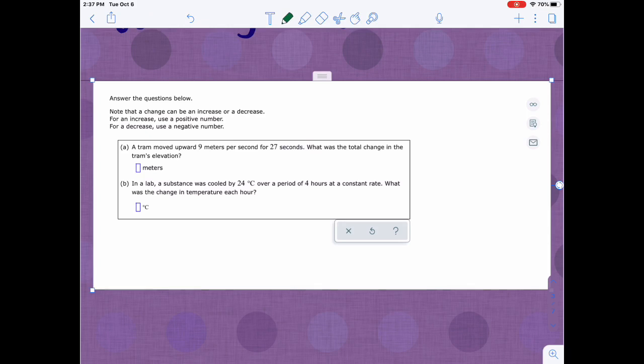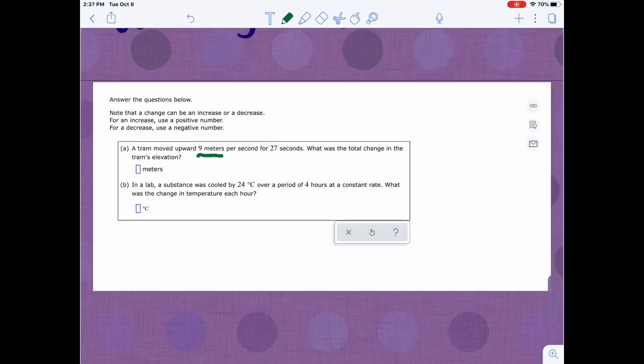Note that a change can be an increase or a decrease. For an increase, use a positive number, and for a decrease, use a negative number. A tram moved upward 9 meters per second for 27 seconds. What was the total change in the tram's elevation? Well, we're going to go 9 meters for every second, and we're going to do 27, so we need to multiply 9 times 27. Let me just double check that math. And then it went upward, so let's call that positive 243.